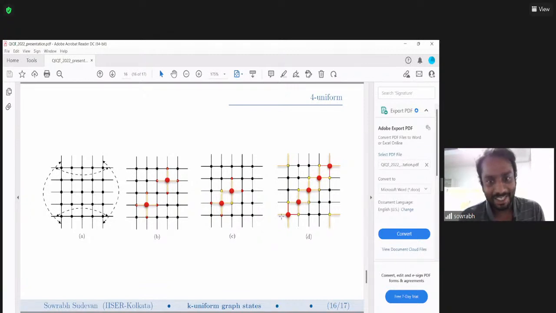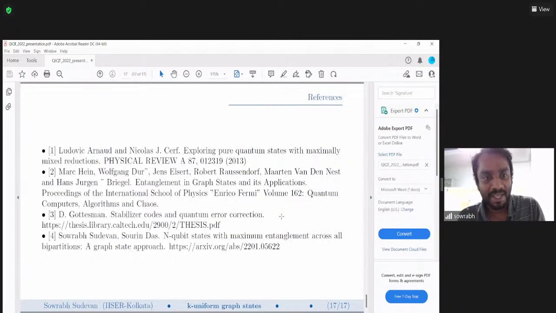So this is the work that we have been working on about K uniform states, and yeah, thank you. And these are the references. I can get back to some points if there are some doubts.